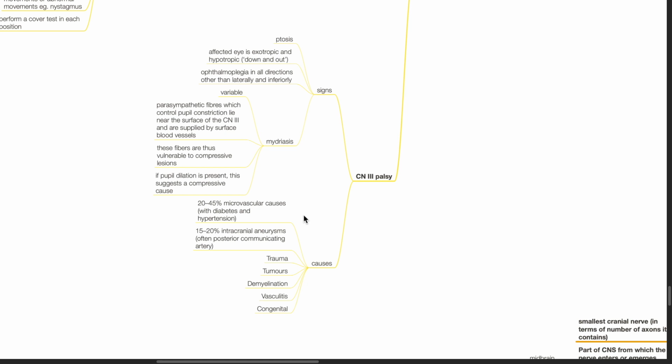Causes of cranial nerve 3 palsy include microvascular causes, such as those associated with diabetes and hypertension, intracranial aneurysms, often with the posterior communicating artery involved, trauma, tumors, demyelination, vasculitis, and congenital causes.